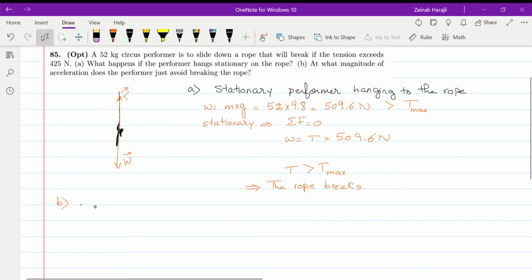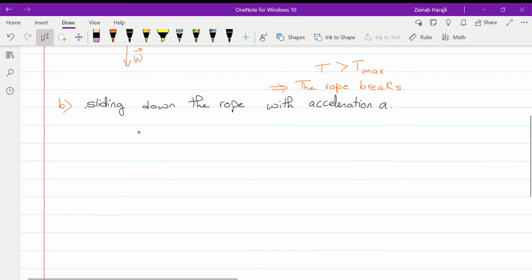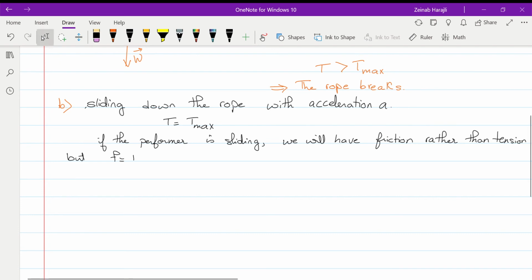In part B, the performer is going to slide down with acceleration a. And we are looking for a magnitude of acceleration that would just avoid breaking the rope. So we're looking for a value of tension in the rope just equal to the maximum tension. Now, if this person is sliding, we will have friction rather than tension. But the friction will be equal to the tension for the rope to be balanced and stretched.